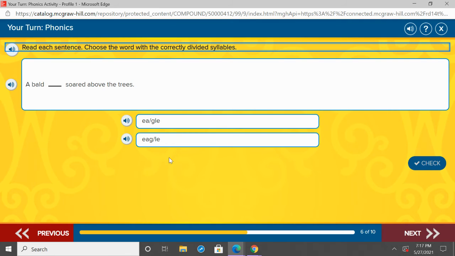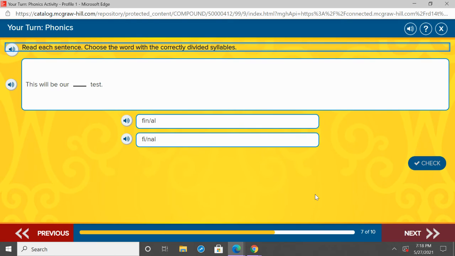So does number 1, hold up a finger for 1, have that consonant L-E for the syllable? Or does number 2, hold 2 fingers up for 2, have the consonant L-E? Let me see your answers. You should be holding up a 1. This top one has consonant L-E, eagle.